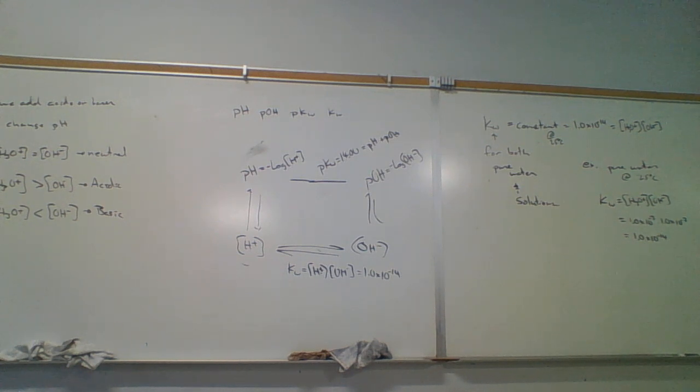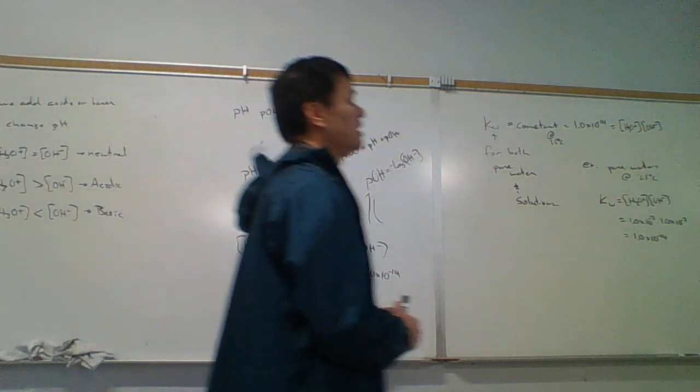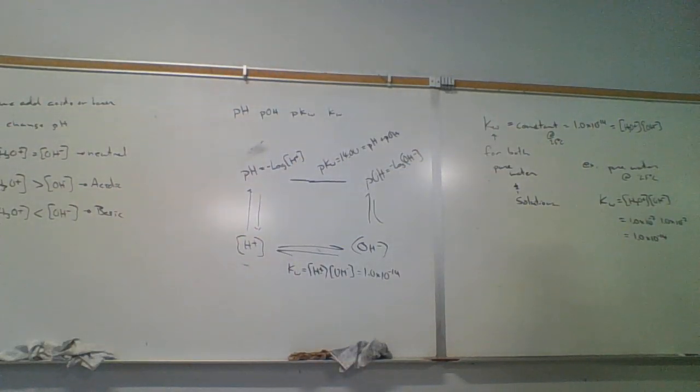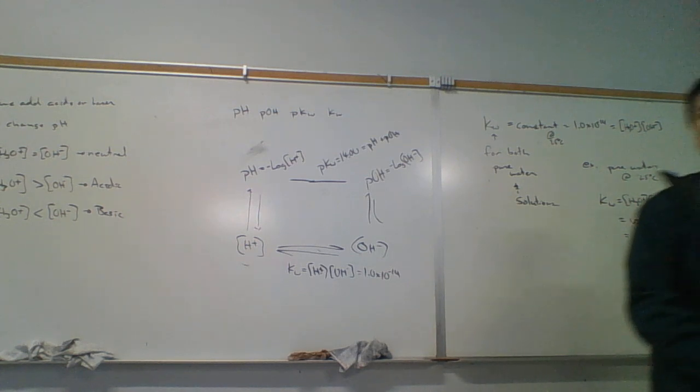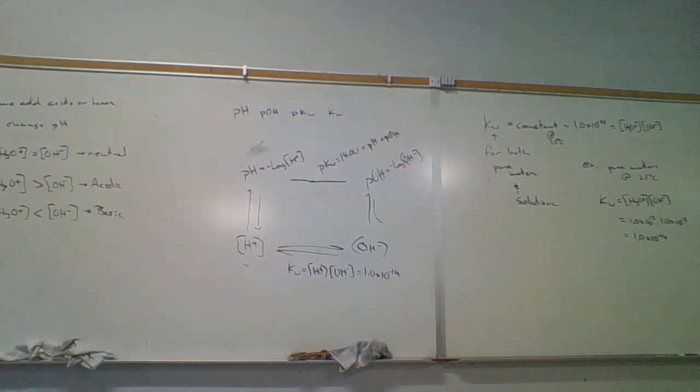Determine the hydroxide ion concentration in the solution in which the H plus is 10 to the minus 5. Well, if the H plus is 10 to the minus 5, then the hydroxide's got to be 10 to the minus 9, because 5 and 9 make 14. Is the solution acidic or basic? It's acidic. 10 to the minus 5 is greater than 10 to the minus 9, so it's acidic.